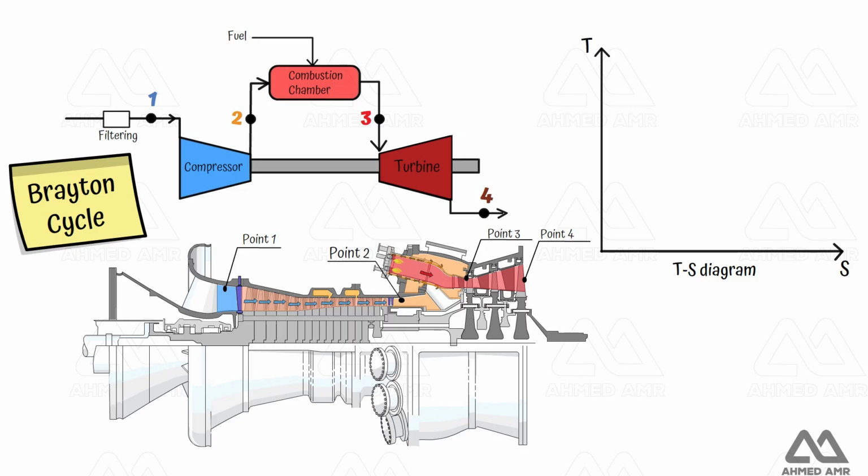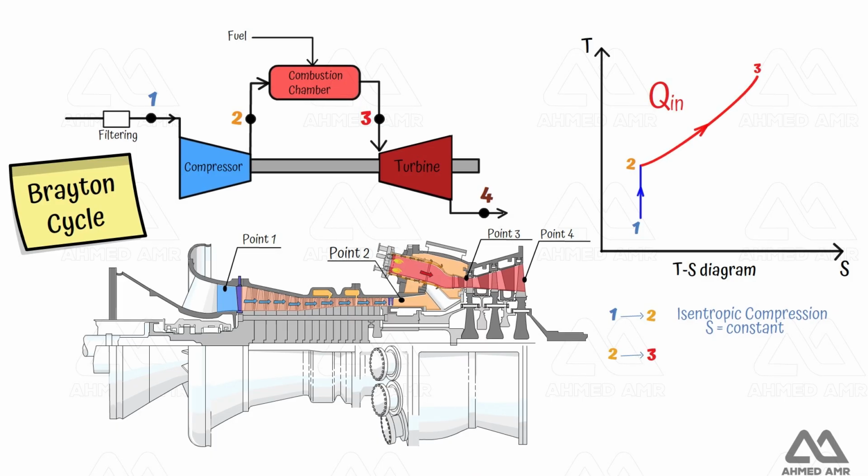In the ideal case, the process from 1 to 2 occurs inside the compressor and is called isentropic compression. Compression occurs at constant entropy, which is what ideally happens inside the compressor. The process from 2 to 3 inside the combustion chambers is called heat addition under constant pressure. The process from 3 to 4 inside the turbine is called isentropic expansion, expansion at constant entropy.